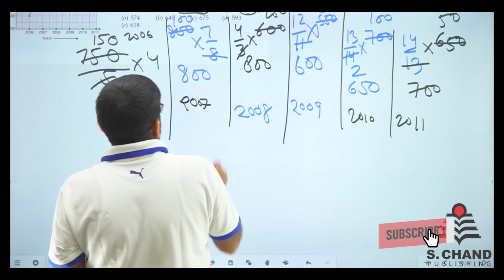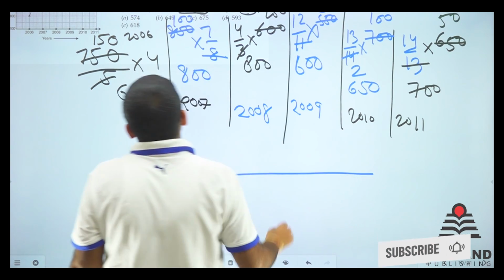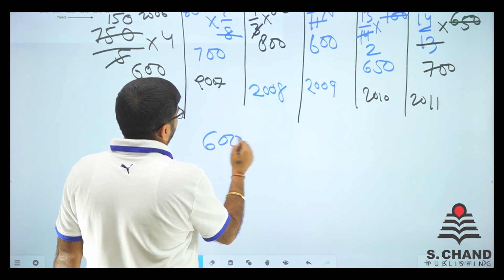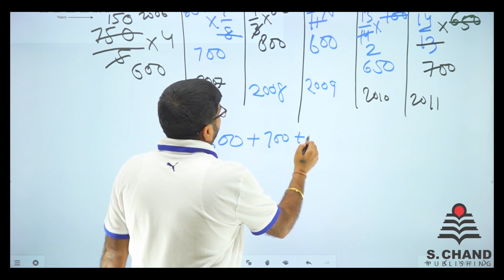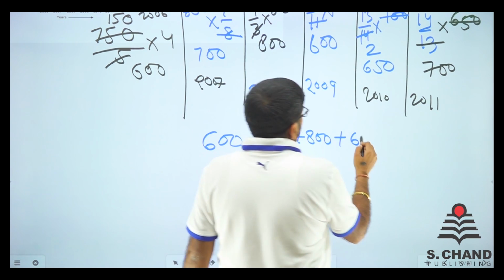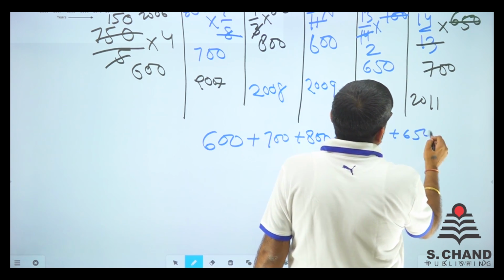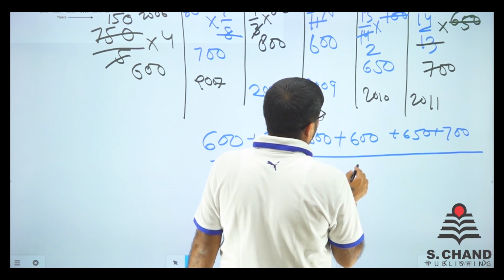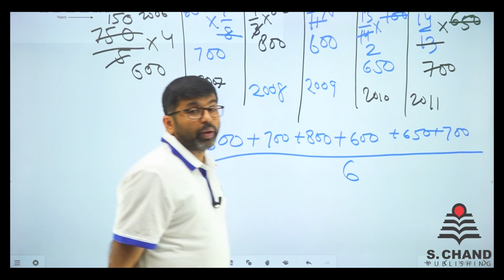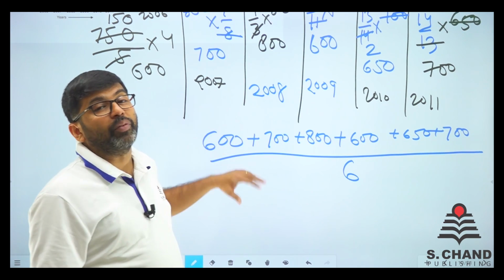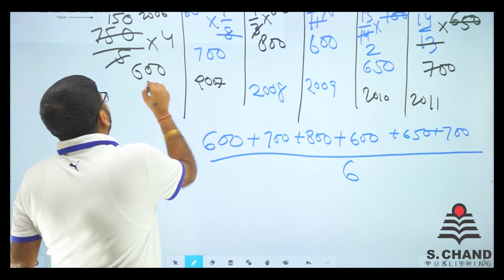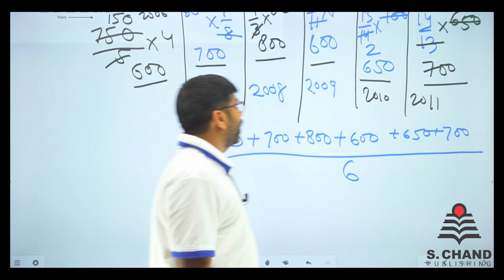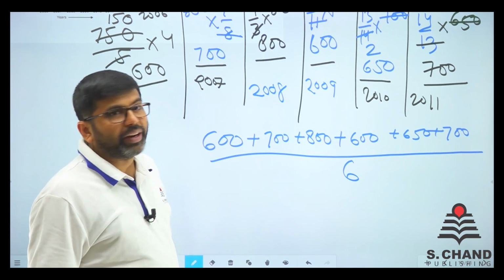Now what is asked? This is the ratio. This is the average. So here we go. We'll just add these things now. 600, then 700, then 800, then 600, then 650 plus 700. All these and divide by 6. Why 6? Because what we need to calculate is the average. So for average, what we'll do is just add all these numbers, right? When you add these numbers, you will get this and divide by 6.